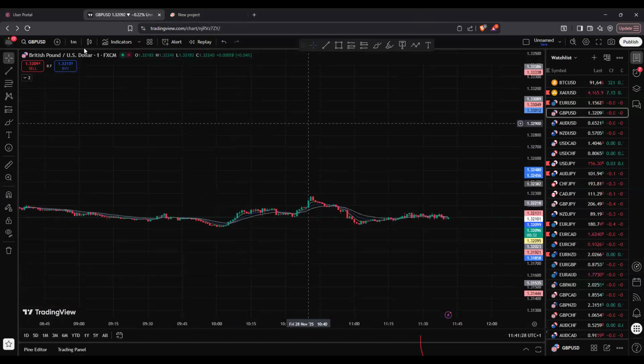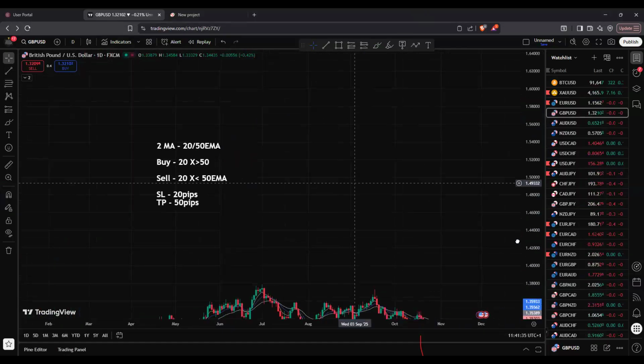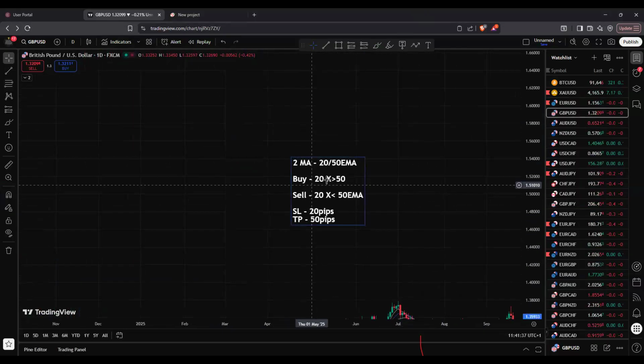Well, you know what our buy... Okay, no, that was on a daily chart, so it'll be easier to see there. Yeah. So our buy condition is when the 20 moving average crosses above the 50.